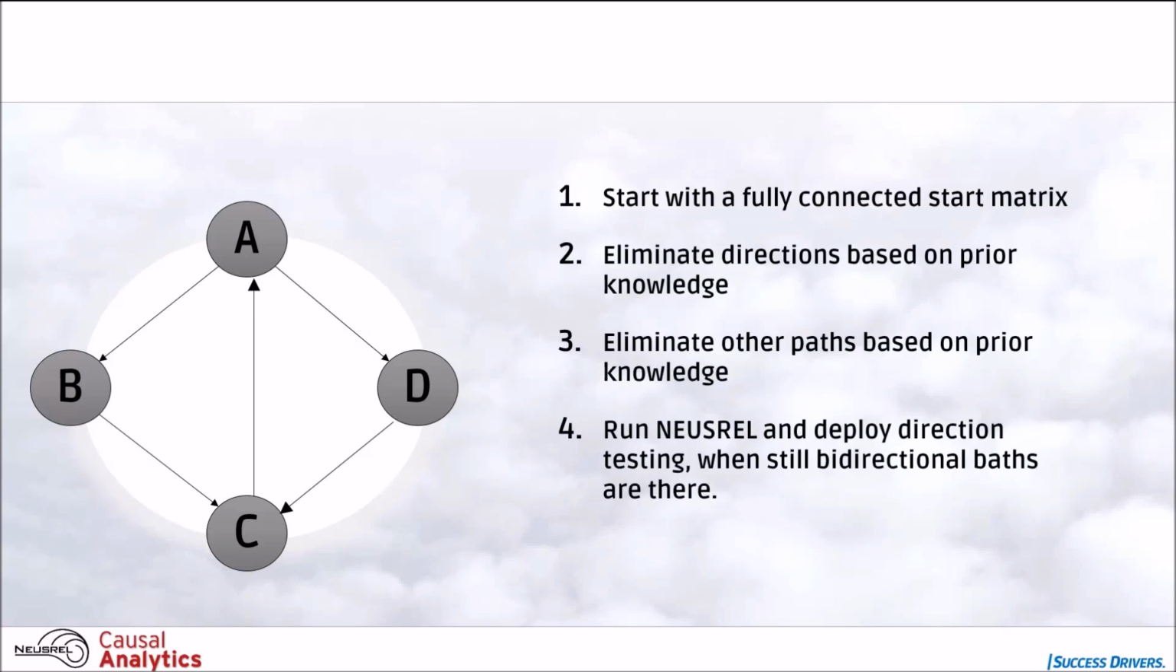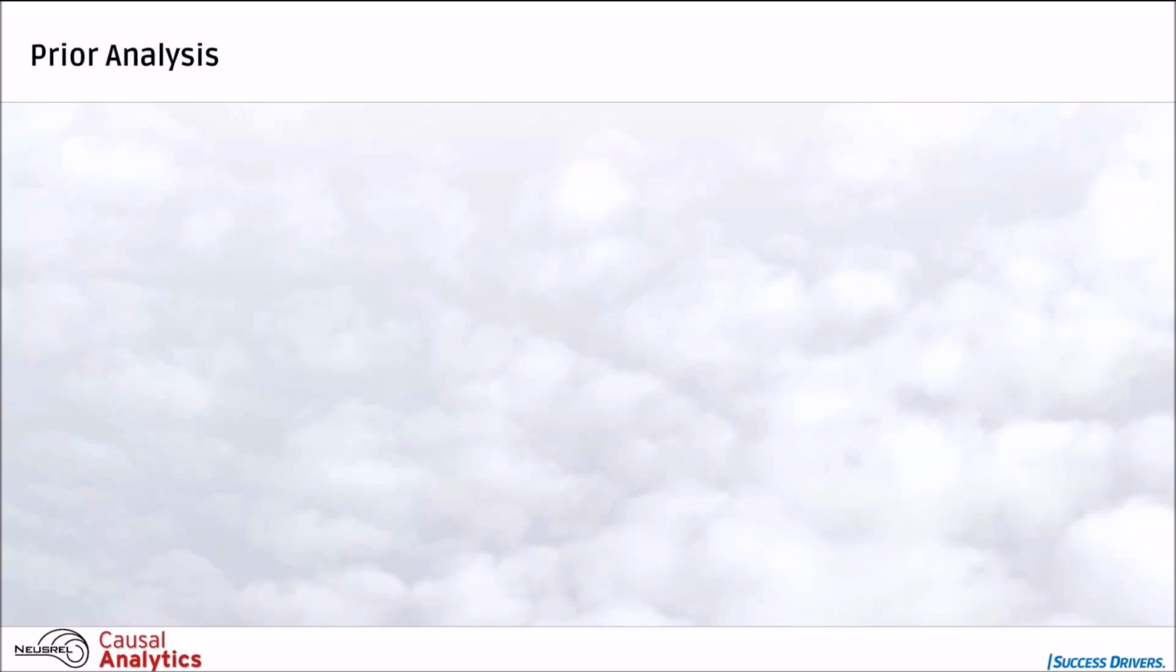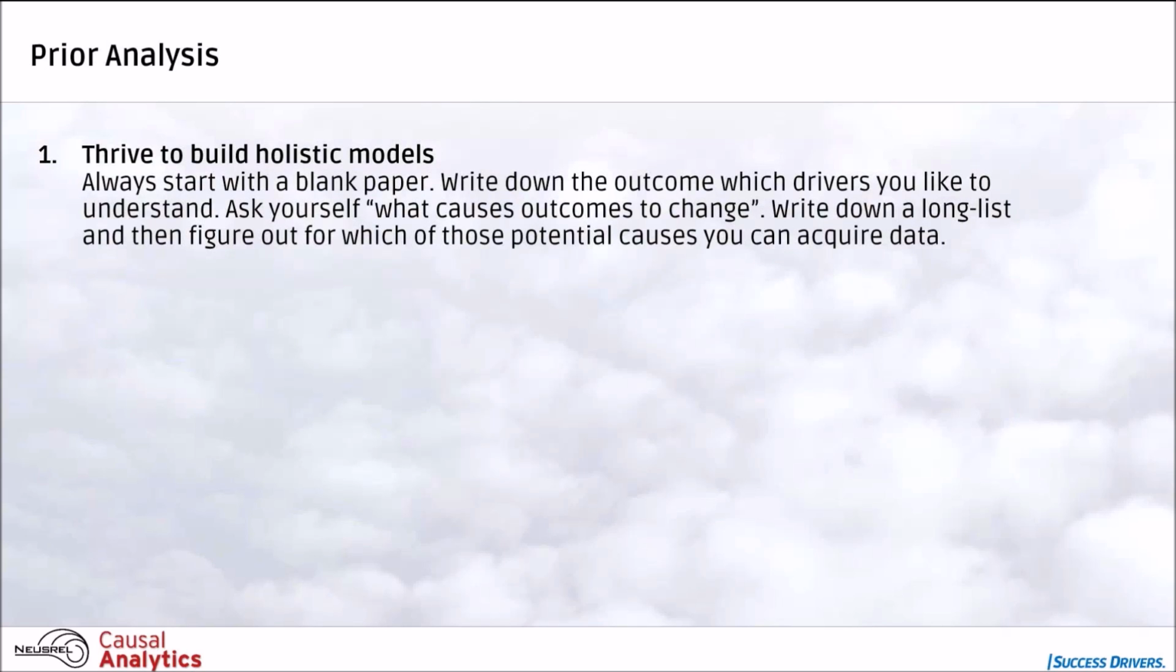And then finally, we can run the NEUSREL software, and NEUSREL can help us to identify whether or not those remaining paths are valid and what kind of functional relationship can be derived out of the data. So let me summarize the prior analysis. There are 3 points to remember.